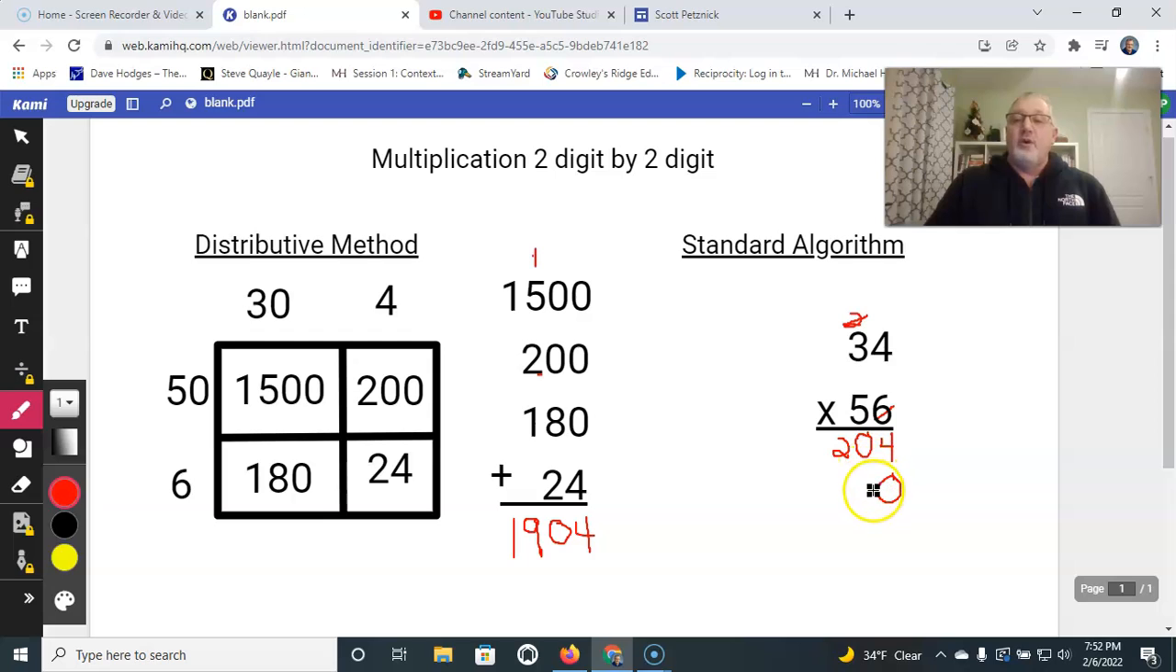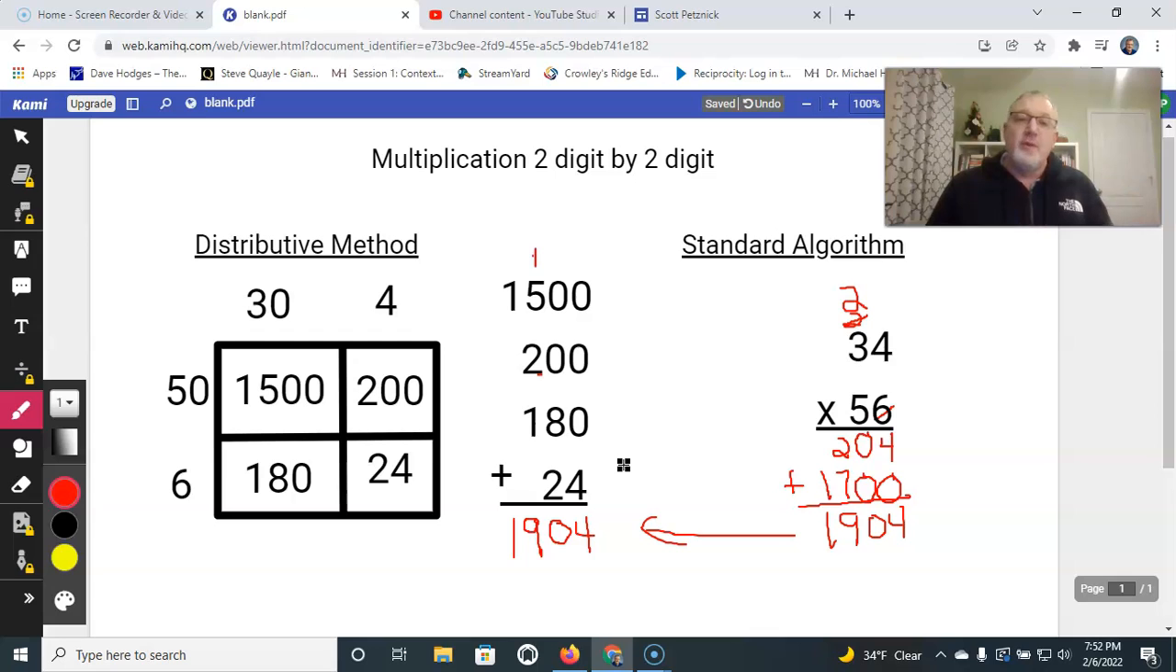5 times 4 is 20, so I put another 0 down, and I got to carry my 2 up here above it again. 5 times 3 is 15, 16, 17. Okay, so I put my 17 down. There's no more numbers, so I just go ahead and I'm going to add this group. 4 plus 0 is 4. 0 plus 0 is 0. 7 plus 2 is 9. And 1 plus nothing is 1. So again, we can see here that our answers match.